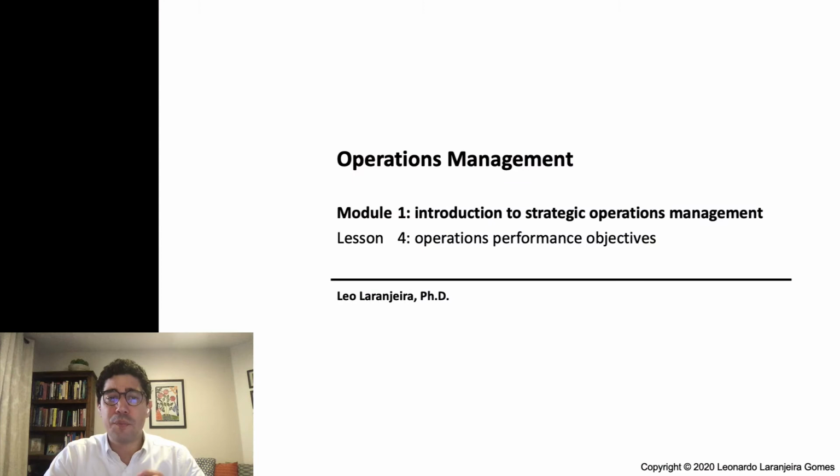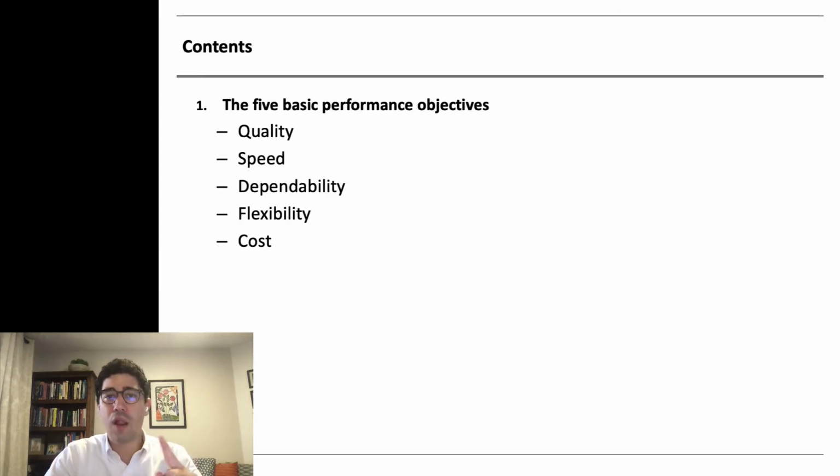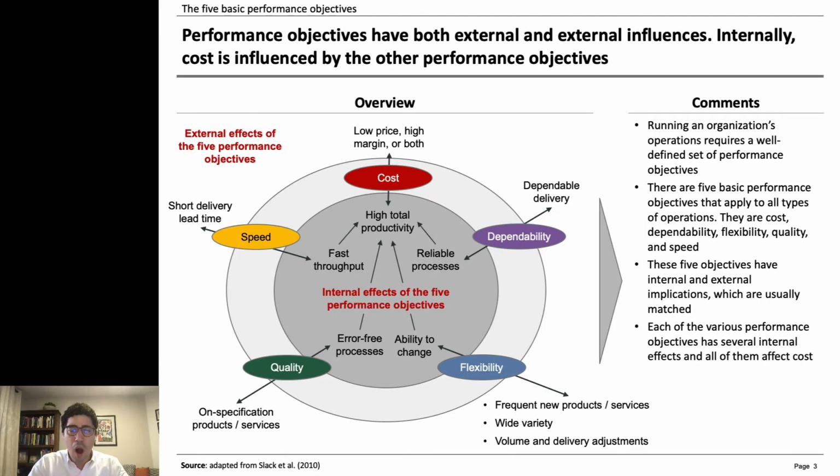In this lesson, we are going to talk about the operations performance objectives, which are five: quality, speed, dependability, flexibility, and costs. All of these five performance objectives have both external and internal influences. And internally, cost is influenced by all the other four performance objectives.